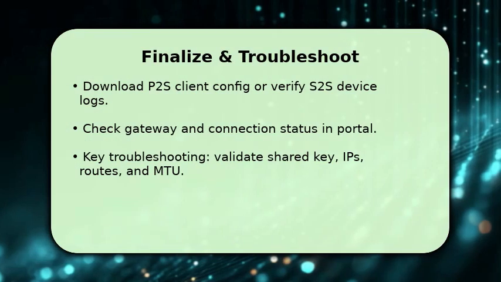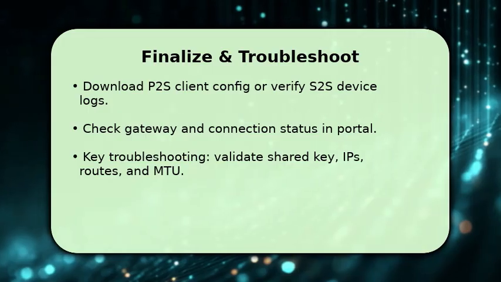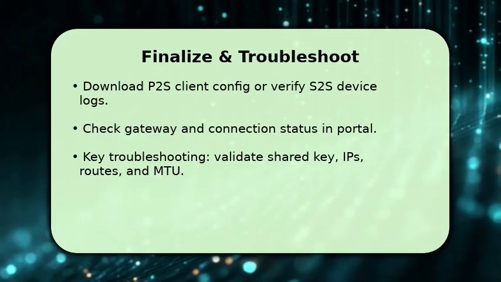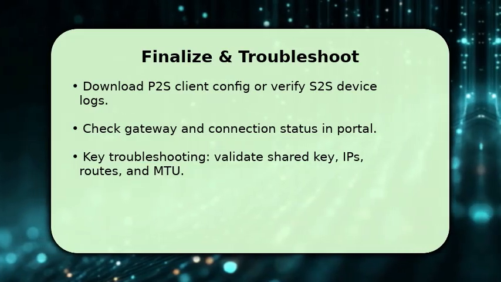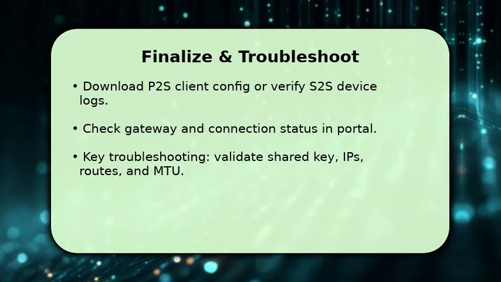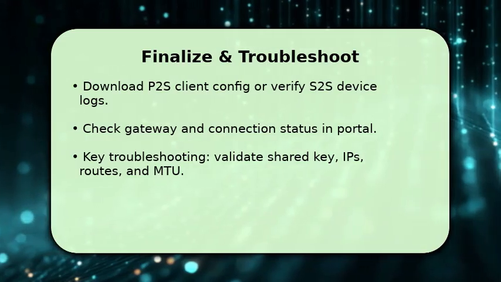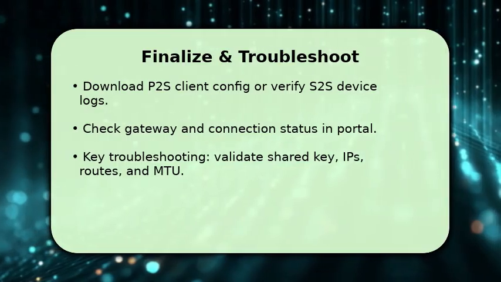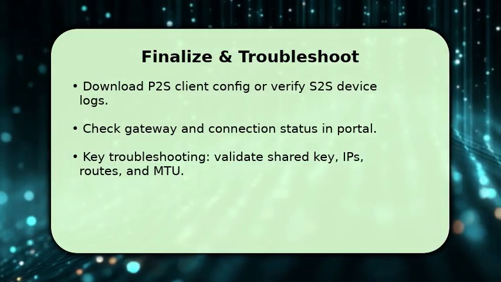To finish, download the point-to-site VPN client configuration if used, install it, and attempt a client connection. For site-to-site, check your on-prem device logs and Azure Connection Blade to verify the tunnel has succeeded. Once done, validate IP prefixes and routing tables so traffic flows correctly, and test connectivity to resources.